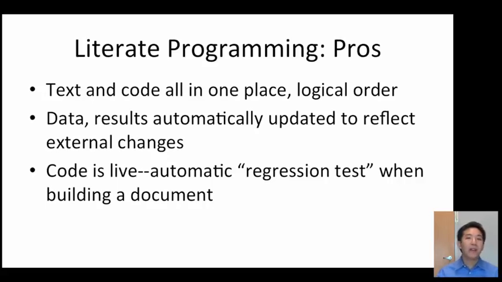Because the code is live in the document, in the sense that you have to run the code in order to produce the final document, that's the weaving process. You get this kind of regression test, so to speak, not like linear regression, but a regression test to see if there are any mistakes that you introduce into the analysis. If the code doesn't run, then you know you've made an error, you've introduced a problem. So the running of the live code will keep you from introducing new errors into the analysis.